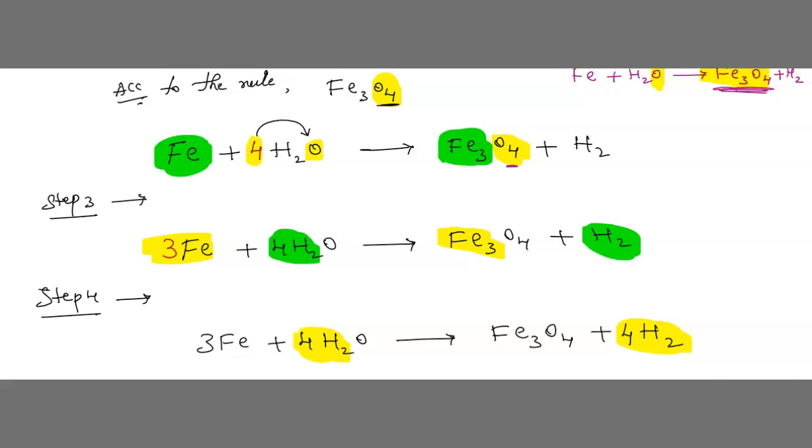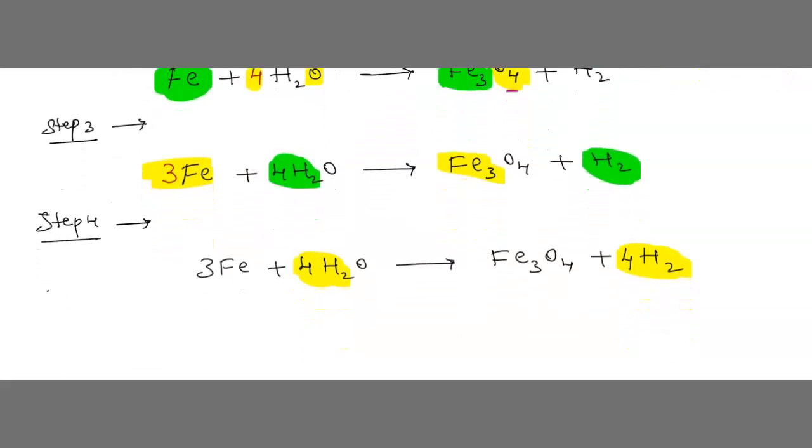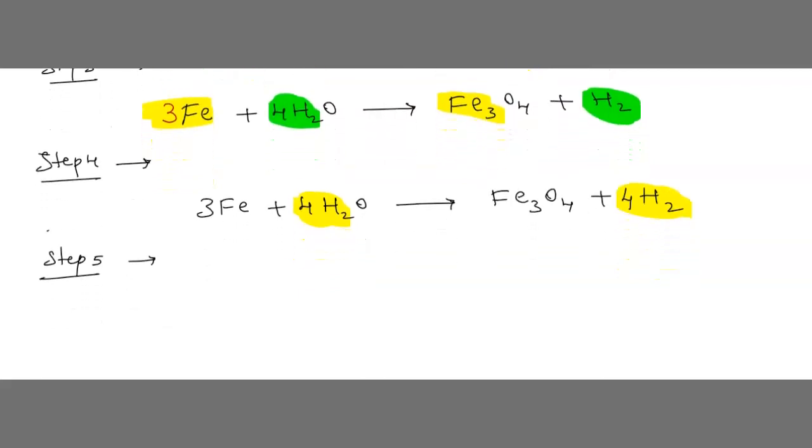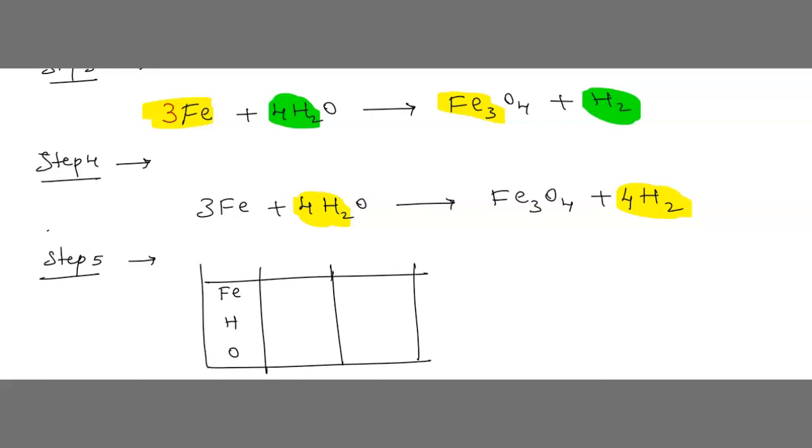Now finally we can see step number 5. In step number 5 we can conclude, we can check both the sides. Can we check both the sides? Yes. How many Fe, how many H, how many O we have in reactant side and product side. We are just checking. Okay, one small table. Here reactant and this is product, and these are the element names.